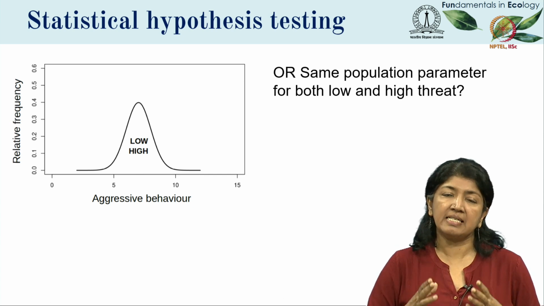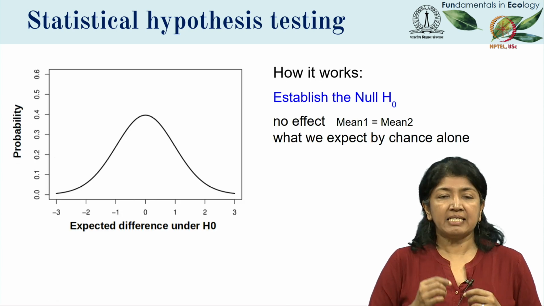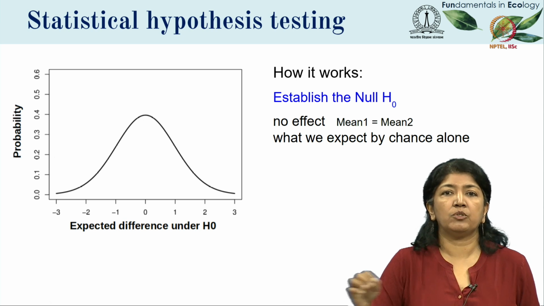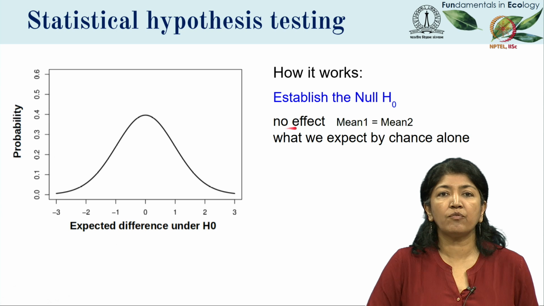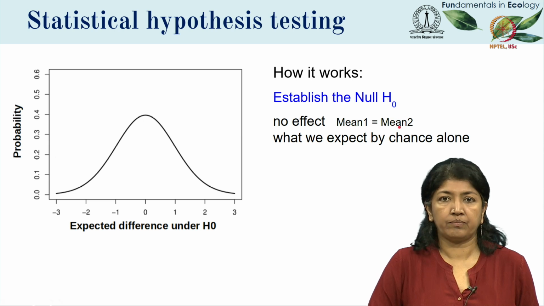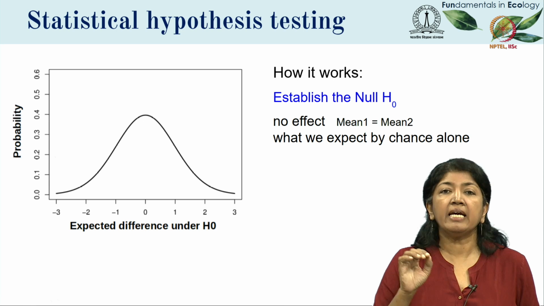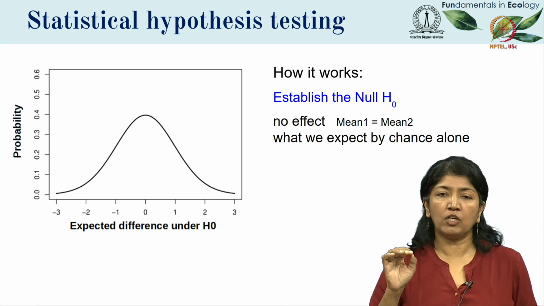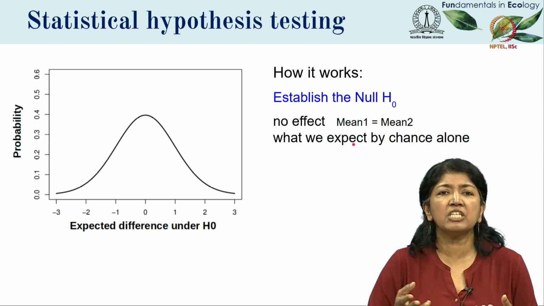So, how does statistical hypothesis testing work? We first establish the null distribution. The null hypothesis is typically a hypothesis of no effect. That is, we say mean 1 equals mean 2. The mean aggressive behavior of males under low threat equals the mean aggressive behavior of males under high threat. And the actual value that we get, the mean difference that we get, is what we expect by chance alone.